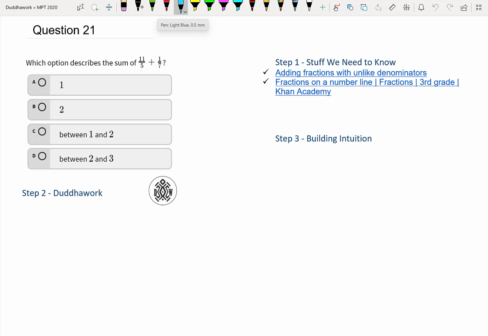So the first step to solving any problem is to understand what's going on. Here we're adding fractions. So what do we need for fractions? You need a common denominator.